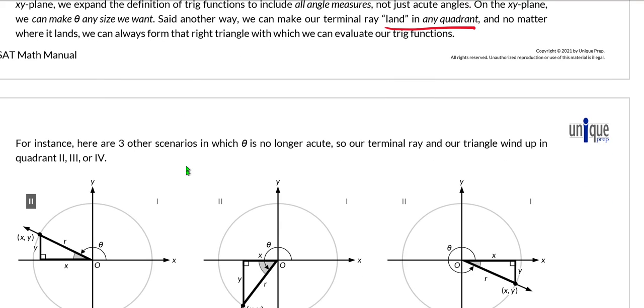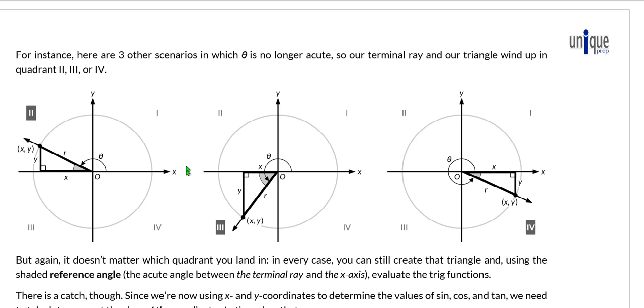We can see an illustration of this at the top of the next page. So at the top of the next page here, you can see this figure on the left. We have the terminal ray landing in the second quadrant, but again, we can construct that triangle, and we use this reference angle here, which is basically the acute angle that the terminal ray makes with the x-axis. We can use that acute angle to evaluate our trig functions. So, you know, the cosine of this theta, we would use this reference angle, and we would say that the adjacent side is this x, the hypotenuse is still that r, so we would have cosine of theta equaling x over r.